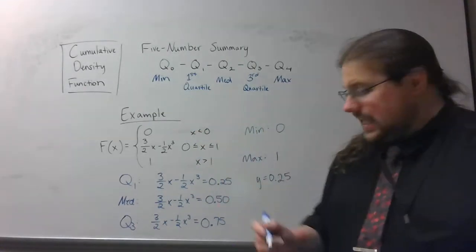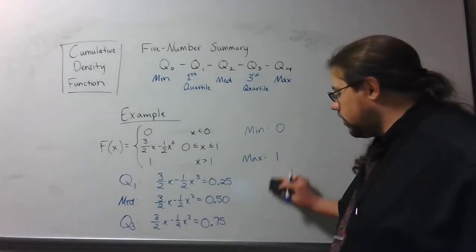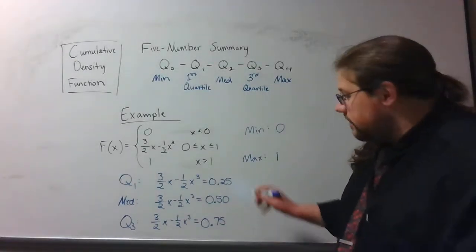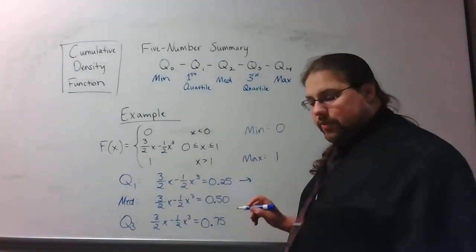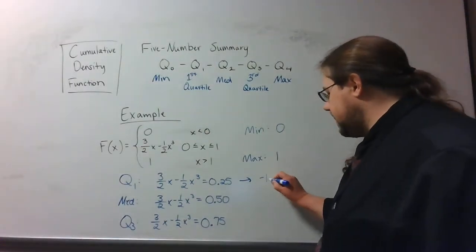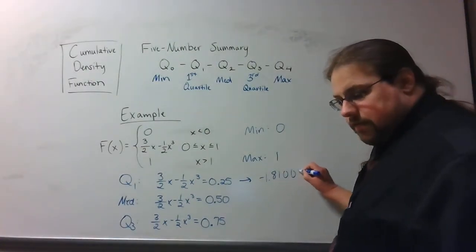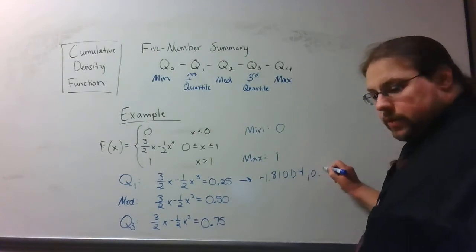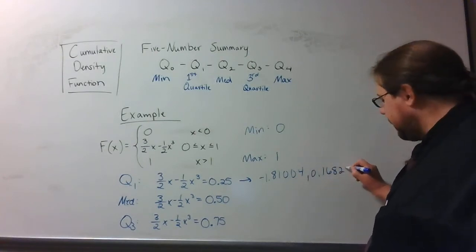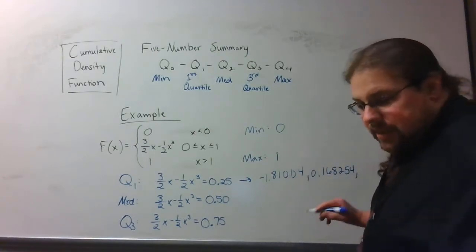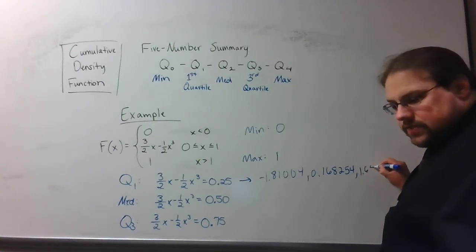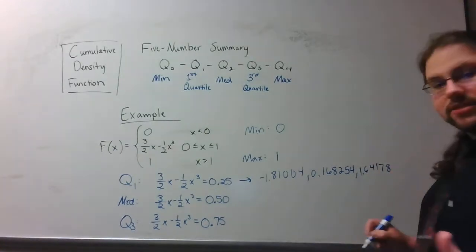And so when I did this using an equation solver, for Q1, it gave me 3 numbers. So I'm going to write all of those down. Negative 1.81004. It also gave me 0.168254. It also gave me the last one, 1.64178.